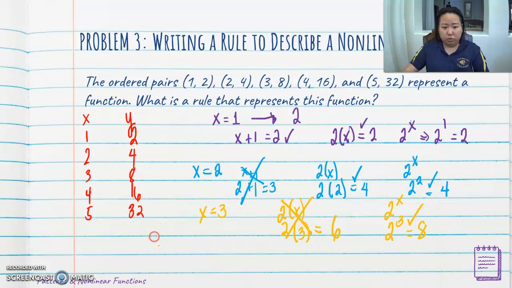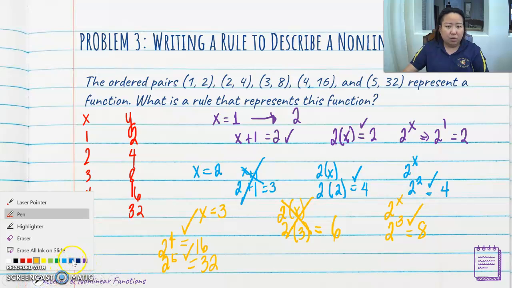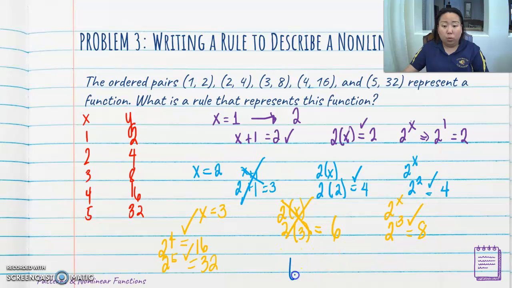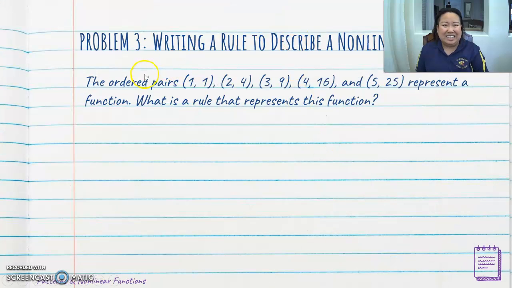So 2 raised to the fourth power, is that equal to 16? Yes, it is. 2 raised to the fifth power, is it 32? Yes, it is. And so these ordered pairs can be represented by a function rule. Our function rule will be: the value of y will always be 2 raised to whatever input you have. Okay.